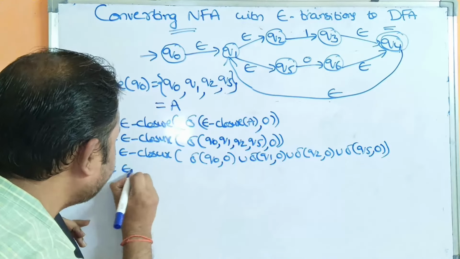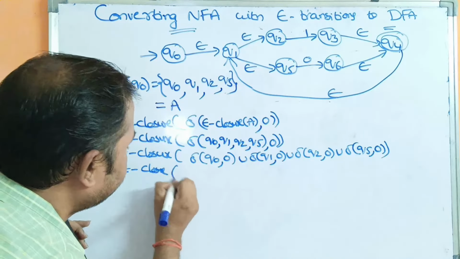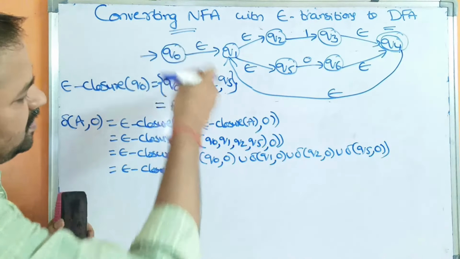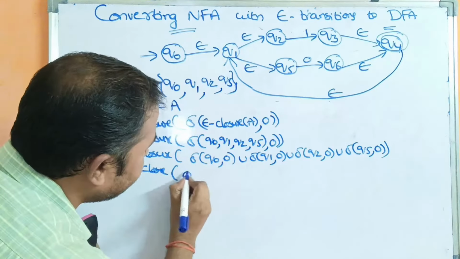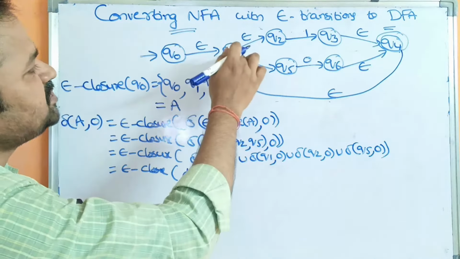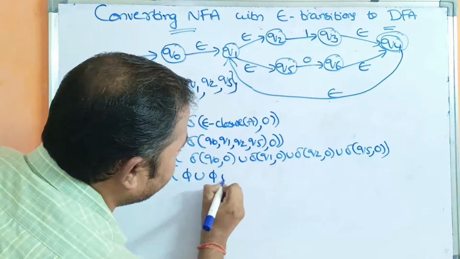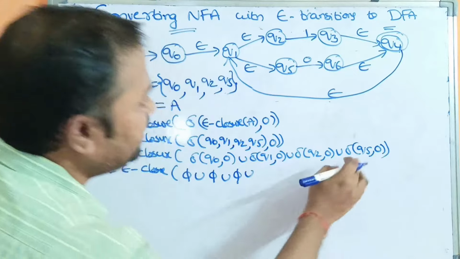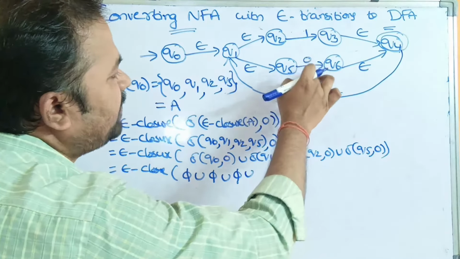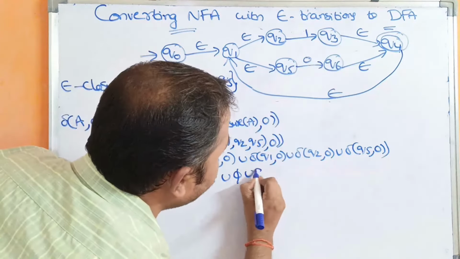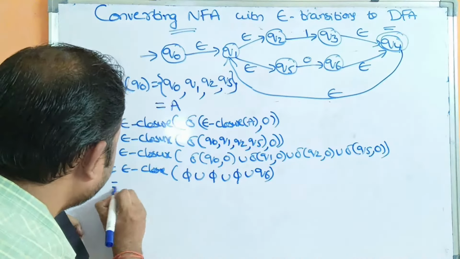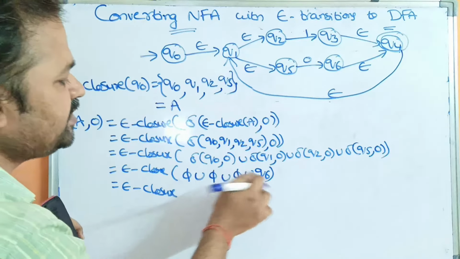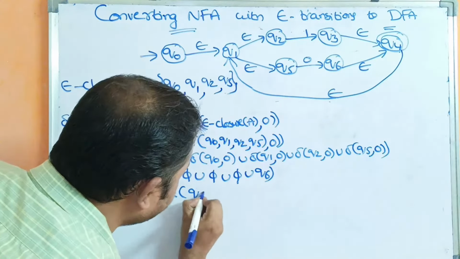Now, what is delta of Q0, 0? There is no transition on 0, so the result is phi. Union, Q1 comma 0 means no transition, so phi. Union, Q2 comma 0 means no transition, so phi. Union, Q5 comma 0: by applying 0 on Q5 we go to the Q6 state. So that is the epsilon closure of phi union Q6, which is nothing but Q6.